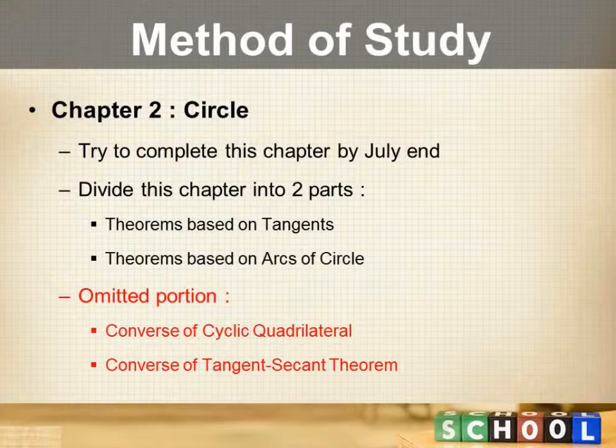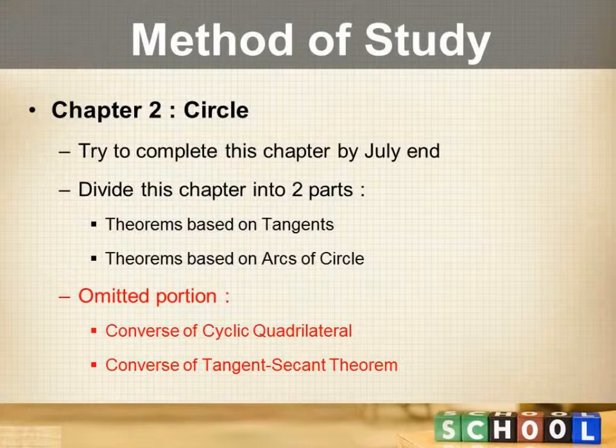Tangent has 4 theorems. The first theorem is the tangent perpendicularity theorem and the converse of the tangent perpendicularity theorem, which is followed by the tangents drawn from an external point. And the next theorem is the touching circles, internally as well as externally. But exercise 2.1 is based on the first three theorems, that is the tangent perpendicularity theorem, the converse of the tangent perpendicularity theorem, and the tangents drawn from an external point.